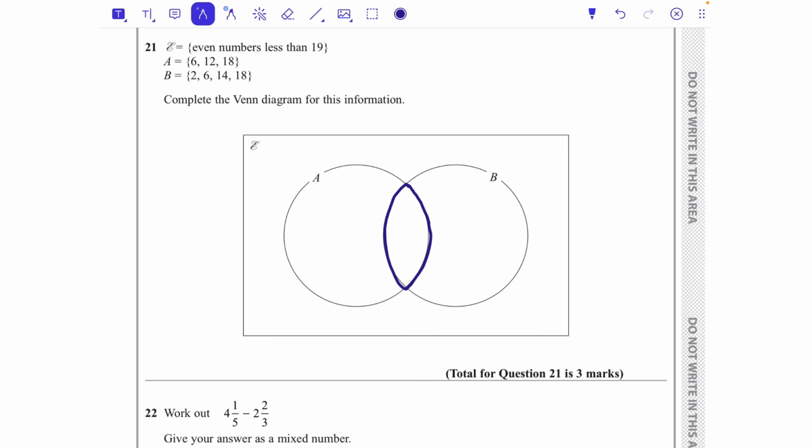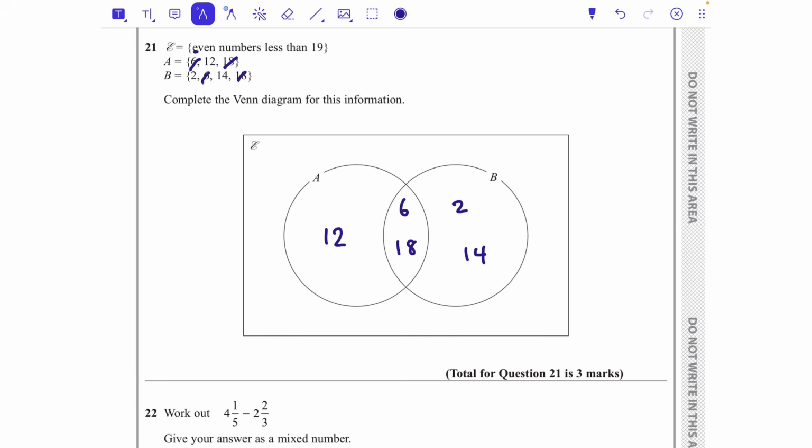Are there any numbers that can go in there? And yeah, there are. There's 6, that's in both set A and set B, and we've got 18, which is in both set A and set B. I've then got 12, which goes in circle A, and 2 and 14, which go here. However, I've not done at that point, and a lot of people would just leave that and say they're done.